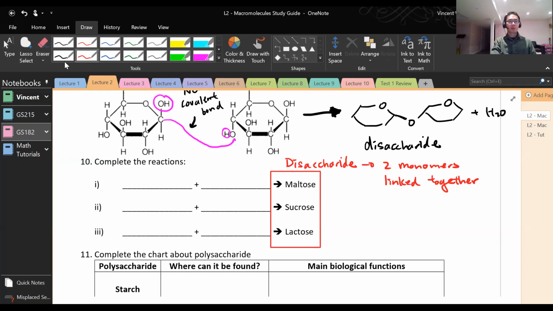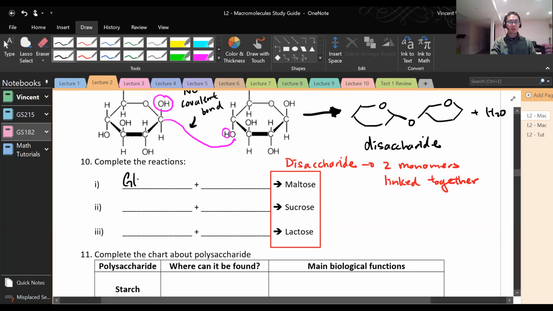Maltose, what forms maltose? Well, maltose is glucose. They all have one glucose. So let's write that down first. To get maltose, it would be glucose plus another glucose. If you read the back of a candy bar, you will likely find maltose. You will probably also find sucrose. Sucrose is glucose plus fructose. And then lactose, which is like a dairy product, would be glucose plus galactose.